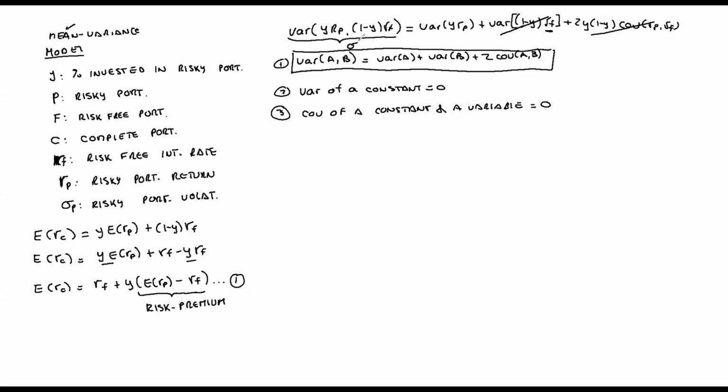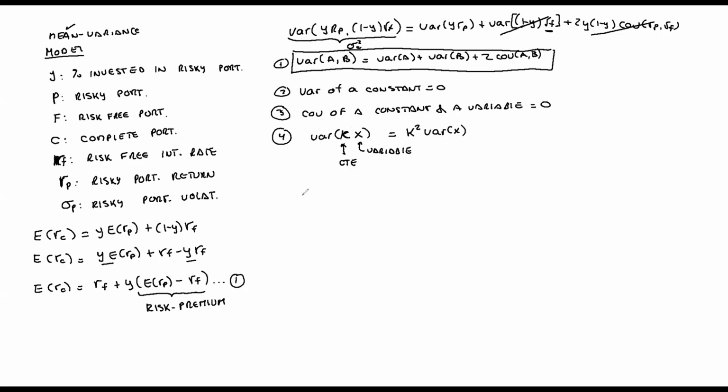sigma square C, the complete portfolio. That is simply equal to, oh, there is another property. Give me 1 second. With this, I think that's all the properties we need to know. The variance of a constant K times X, where K is a constant and X is a variable, is simply equal to K square variance of X. The constant gets out squared. So this is the other rule.